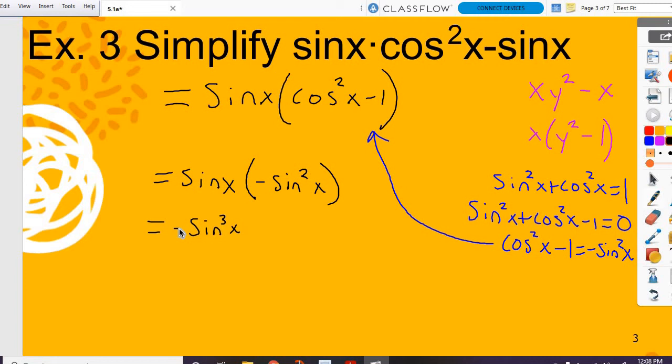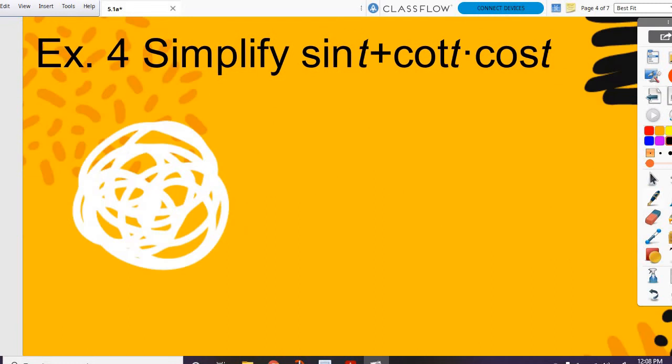Ready to look at another example? Alright. So, this time we have sine t plus cotangent of t times cosine of t. Realize that whenever I'm showing you different types of problems, I am not going to be able to show you every single type of problem that you could ever see, because there's an infinite number of combinations of trig functions and operations. What I'm trying to give you is different techniques that you might be able to use with other types of problems as well. So the first technique that we talked about was factoring something out.